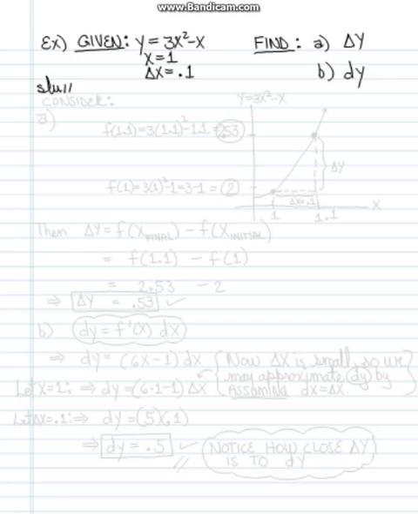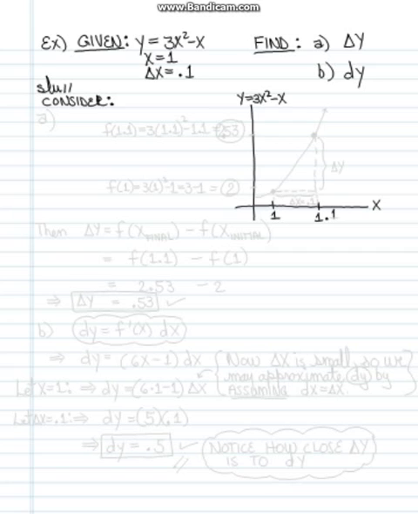Then we're asked to find part A, delta y, that's a change in the y values, and part B, the differential dy, and then we'll take a look at how close they actually are to one another. So for part A, where we're looking for delta y, we'll have to consider this picture. We're going to do a graph. Here's the y-axis, the x-axis, and it's the function y equals 3x squared minus x.